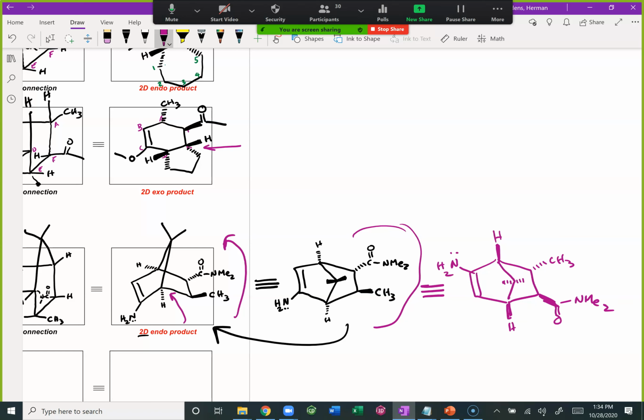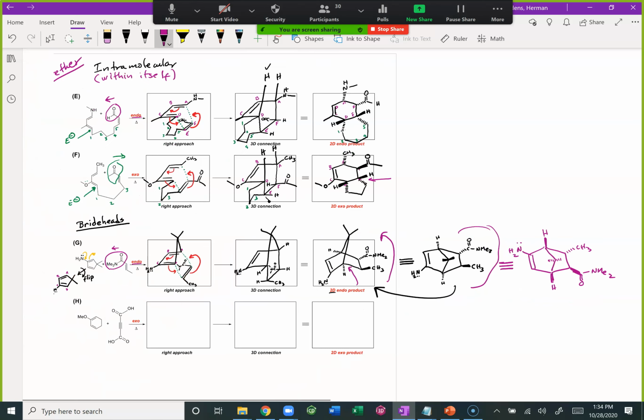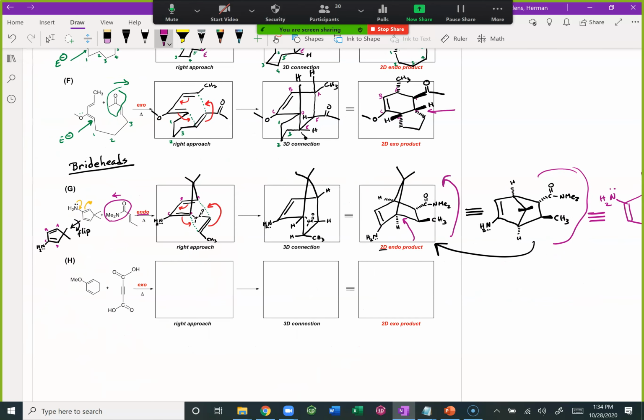So we always show the dienophile attacking from the bottom. Can it come from the top? Yeah, it can come from the top, but it's the same thing. And how do you control it? Yeah. So with this model predictor, if you stick to it, you will always get it right. Yes. All right, let's do the last one.